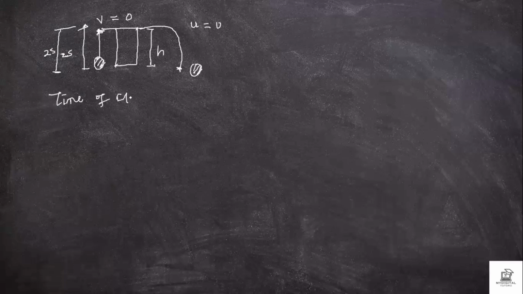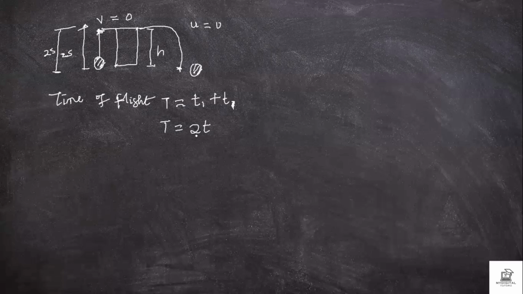Time of flight, which we can call capital T, is equal to T1, the time it takes to move up, plus T2, the time it takes to come down. Remember that T1 is equal to T2, so you can have T1 plus T1. So the time of flight is equal to 2 times the time it takes to reach the maximum height.